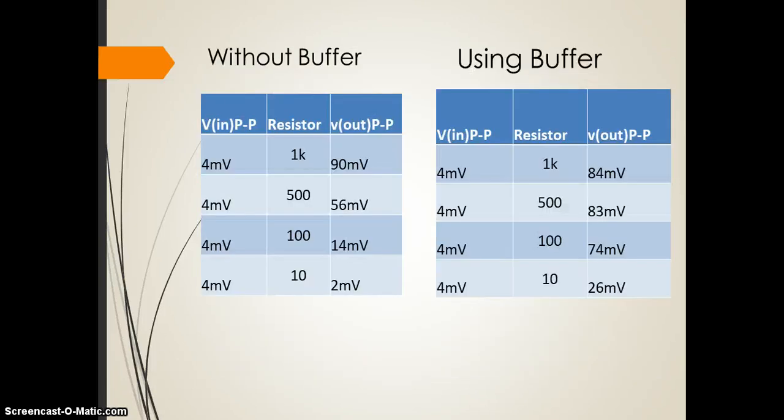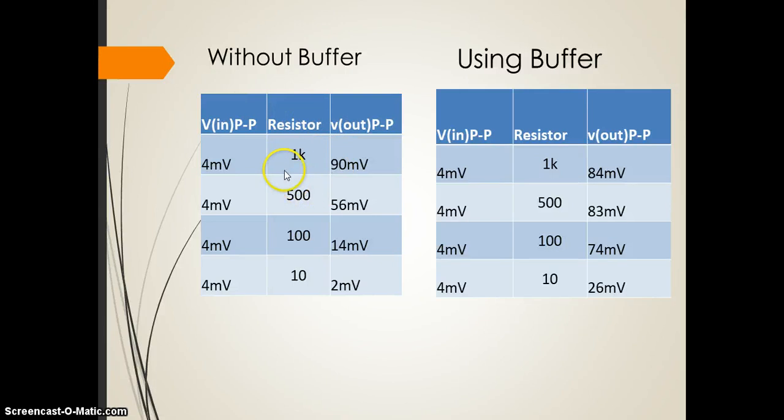Now we will see what effect is done on the output when we use a buffer and without a buffer. When we check the output voltage across the 10 ohm load without using the buffer circuit, we get 2 milliwatt peak to peak voltage across it, when the applied voltage is 4 milliwatt peak to peak. And using the buffer circuit, we get 26 milliwatt peak to peak voltage, which is a very high amount compared to without the buffer circuit, when the applied voltage is 4 milliwatt peak.